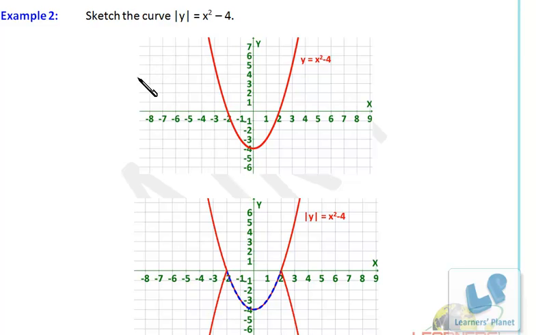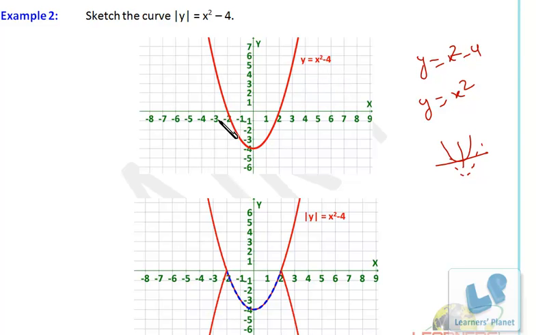Now suppose we have to draw the graph of modulus of y is equal to x square minus 4. First of all, we'll draw the graph of x square minus 4. For that we need to draw the graph of y is equal to x square. Then it is minus 4, so it's 4 steps down, right? So the graph of y is equal to x square is this. Then x square minus 4 means 4 steps down. So this is the graph of x square minus 4.